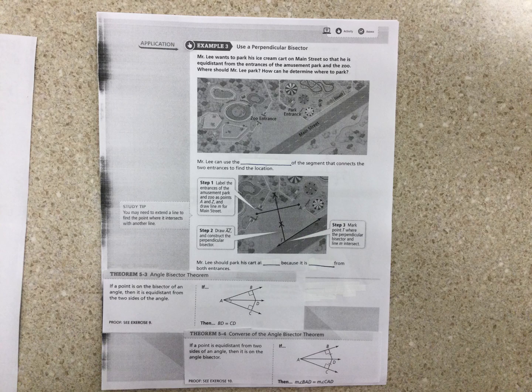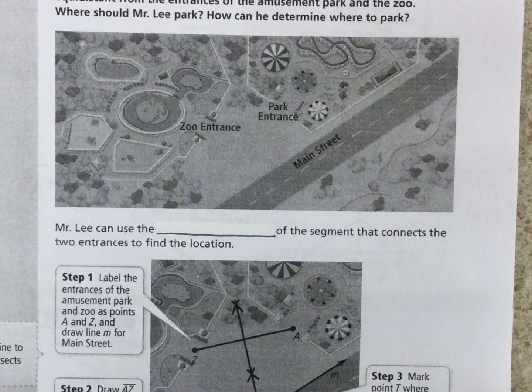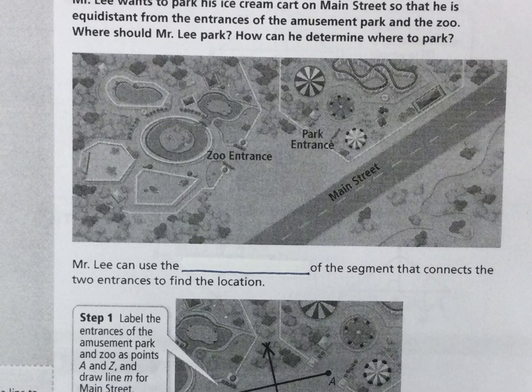Now if we look at a picture, this is the zoo entrance and the park entrance, and I want to park out here on the street, the same distance away from the park entrance and the zoo entrance. And I do this a lot at Walmart, you know, park between the doors. If I know I have to go to one end, I might be coming out the other.